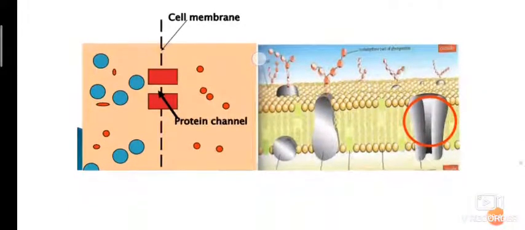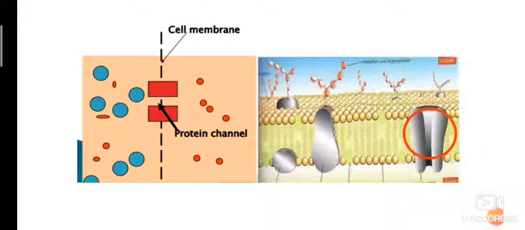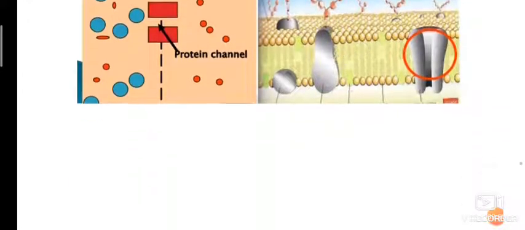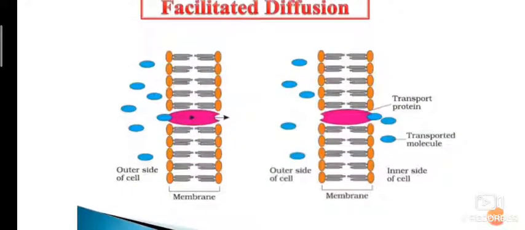See, the cell membrane and the protein channel. The cell membrane follows the fluid mosaic model, with the hydrophilic head and hydrophobic tail, and the presence of protein inclusions also occurs. Facilitated diffusion: outside the cell, the membrane is crossed and the molecule moves to the inner side. The transport protein transfers the molecule to the inner side of the cell.